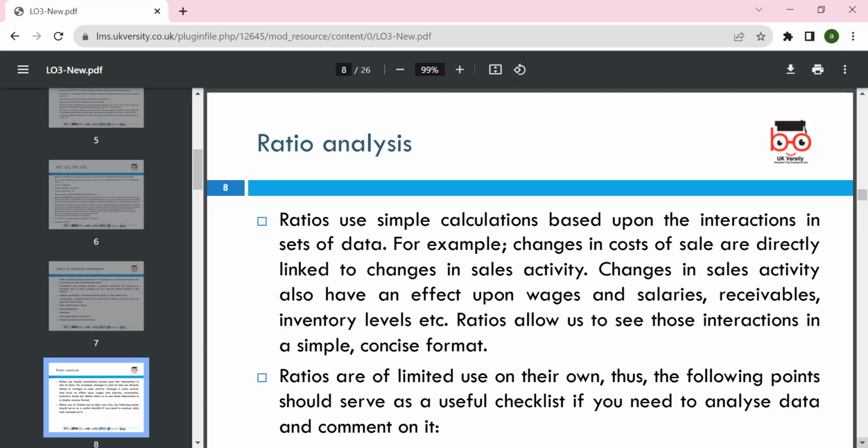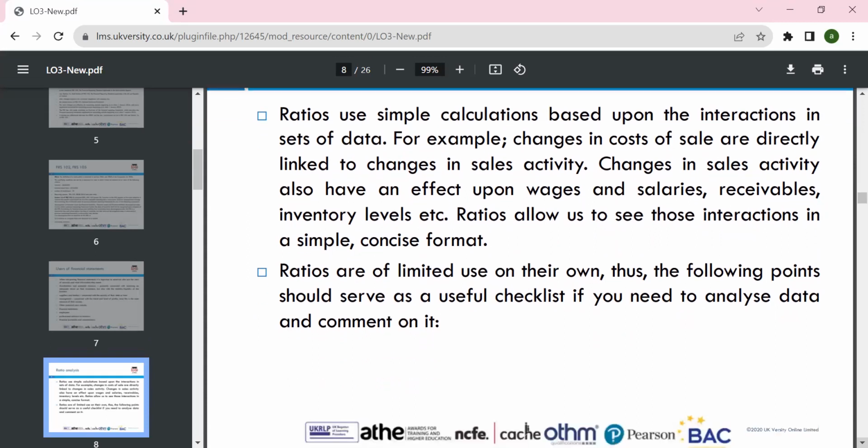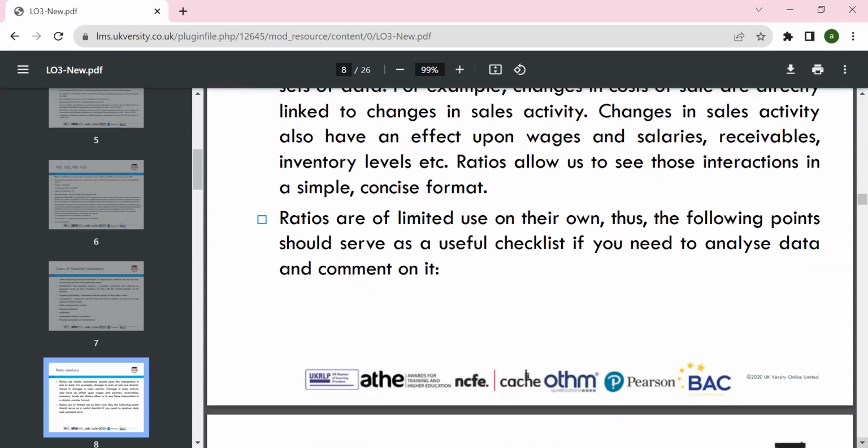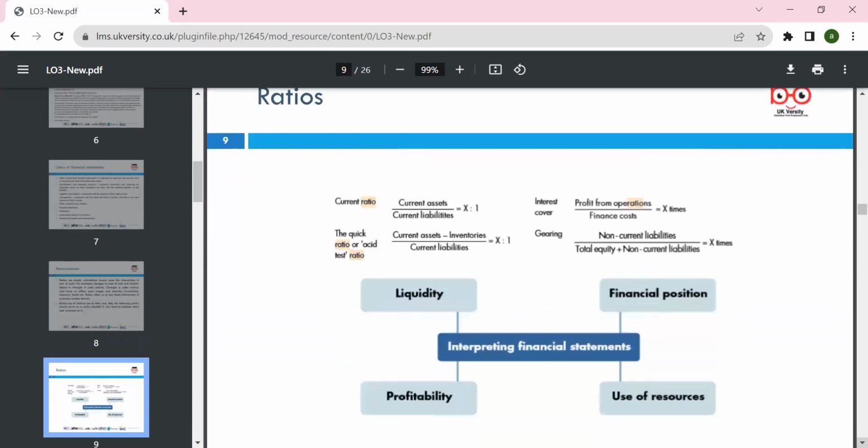Ratios also allow us to see those interactions in a simple and concise format. Ratios are of limited use by themselves, so we need to look at the following points, use the checklist, and analyze the data and comment on it so we can interpret. We can categorize ratios into four. Of course, we learn ratios in different subjects as well.